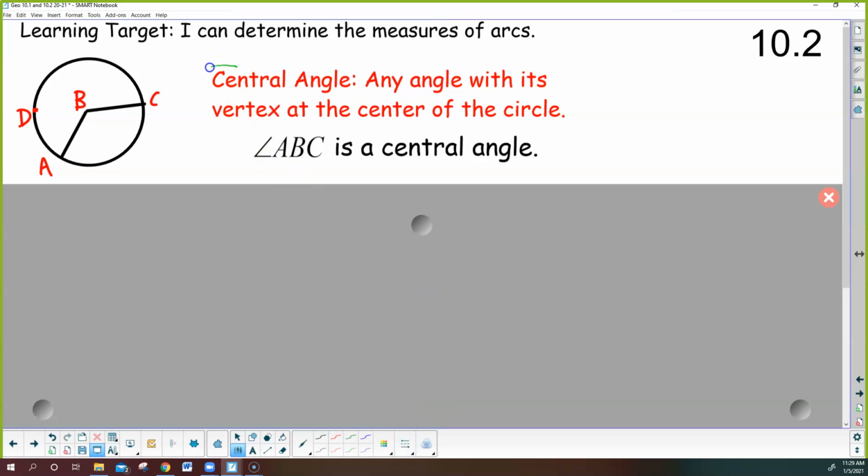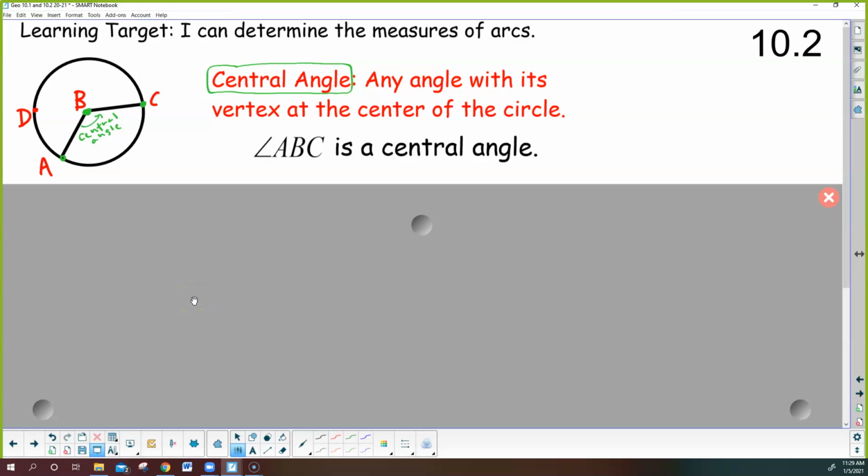So a central angle. What is a central angle? Well, officially, a central angle is based off of that word right there, the center. It has to be based off of the center of the circle. So any angle with its vertex at the center of the circle is considered a central angle. For example, angle ABC is a central angle. So it's the angle that's formed between the two radii at the circle. So that's what's considered a central angle.